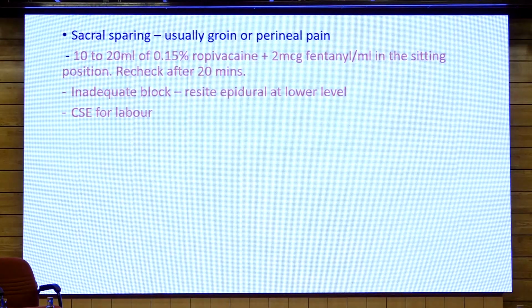Sacral sparing is usually seen in the second stage of labor due to perineal stretching. The epidural is sited at the lumbar level, so the drug might not be reaching the S2 to S4 level. So you need to give a bolus of ropivacaine. You can go up on the concentration to 0.15 to 0.2% and recheck after 20 minutes. If the block is inadequate, you think of resiting the epidural at the lower level.